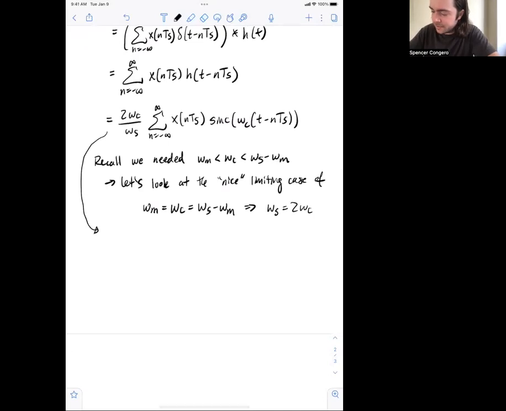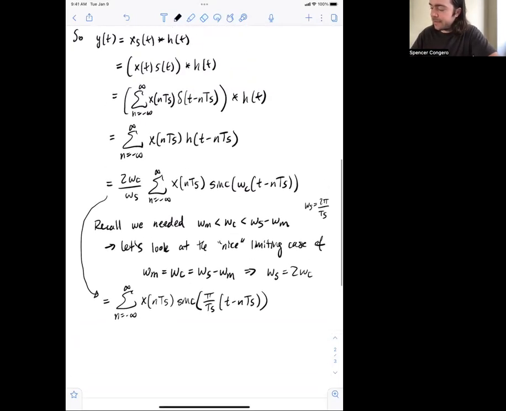And it's nice because look at what it does for us. Now this 2 omega c actually equals omega sub s, so that constant goes away. We're going to have x of n t sub s times sinc, and now this omega c is omega sub s over 2. But remember, omega sub s is 2 pi over t sub s. So omega s over 2, the 2 cancels, and I'm just left with pi over t sub s times t minus n t sub s. Okay, so we get this formula for our output y of t.